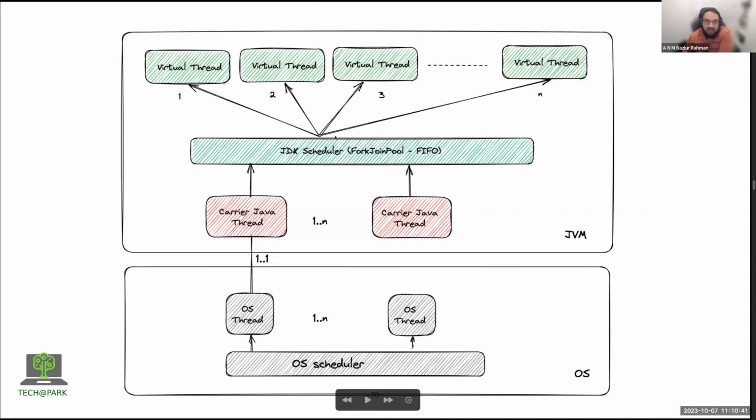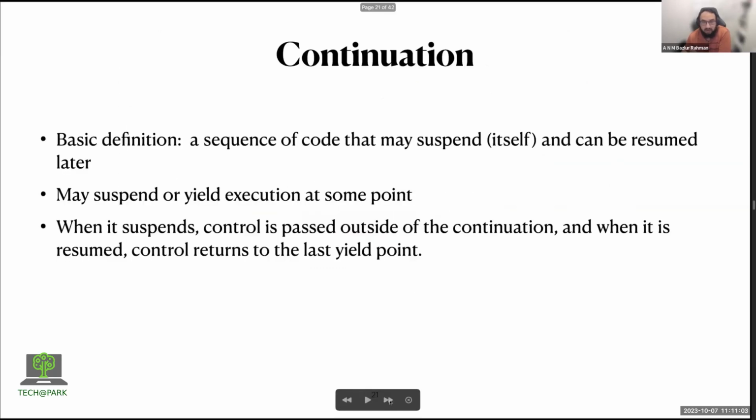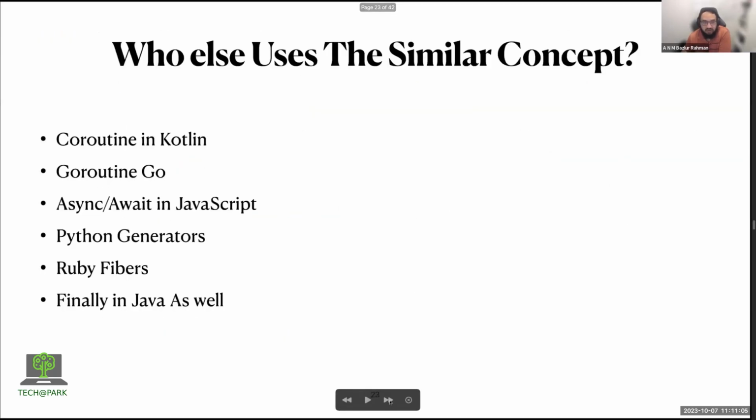So the JDK scheduler will schedule a virtual thread, and it will be mounted on this carrier thread. It will start executing, and when it sees an opportunity to yield itself, it will yield immediately so that it can execute another virtual thread. So that's how we get the scalability part. And I'm going to skip the continuation over here for today.